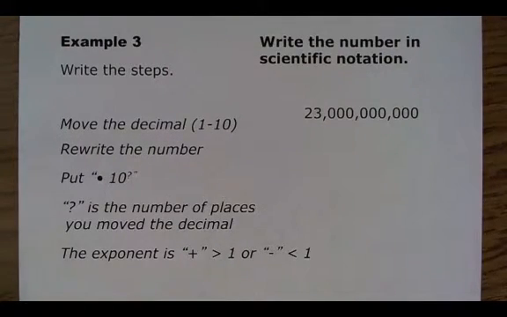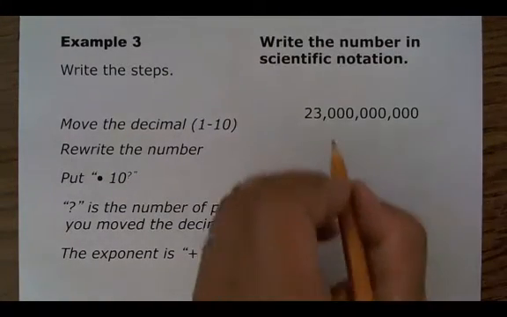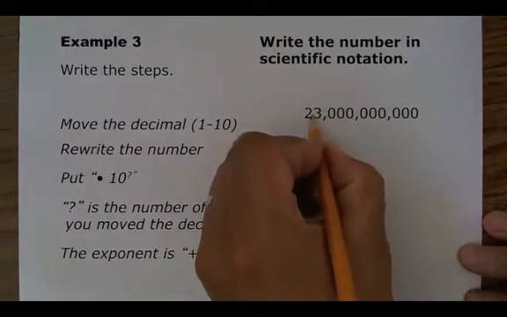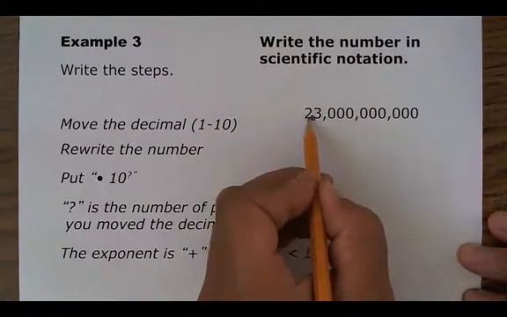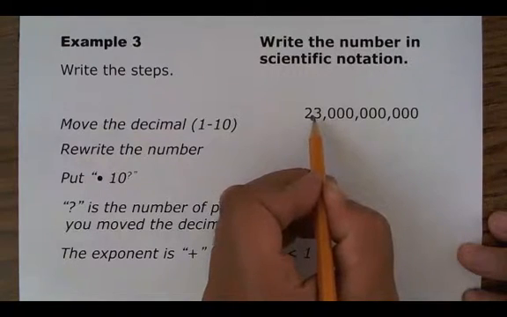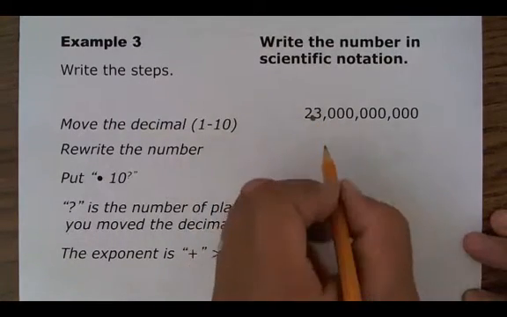Example 3. Write the number in scientific notation. So what we're going to do is write 23 billion into scientific notation. The first step we're going to have to do is move the decimal place until the number is between 1 and 10. And in order to do that, I'm going to put a decimal right there to make 23 billion into 2.3. And as we can see, 2.3 is between 1 and 10.